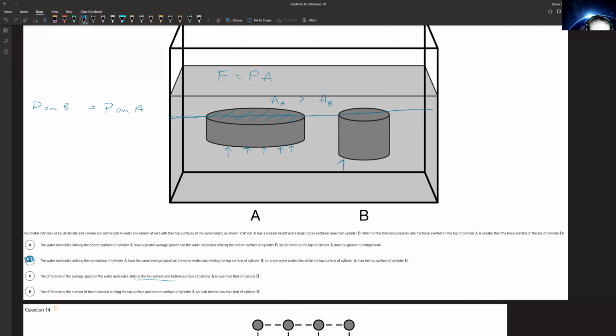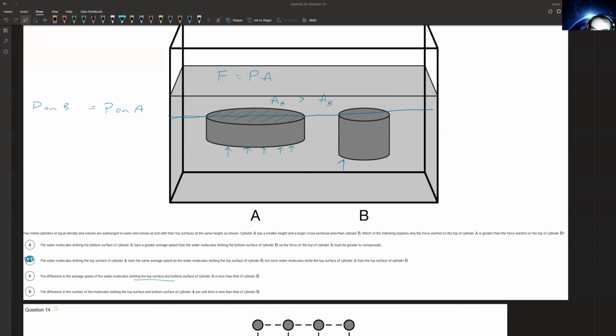I think I was going to talk myself into a logic trap. Let me see why they say C is not the best answer choice, just to make sure. So they say C: since the difference in depth is less for cylinder A, the difference in pressure and thus the difference in speeds is less. And they're saying it is... what the heck? They're just restating their answer choice.